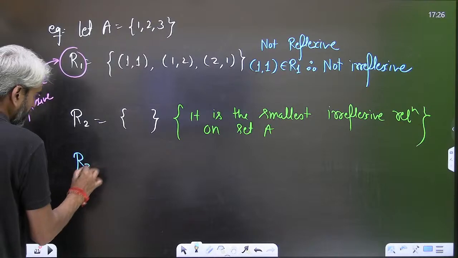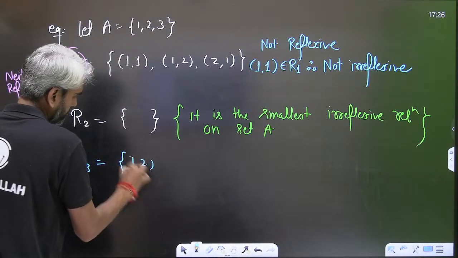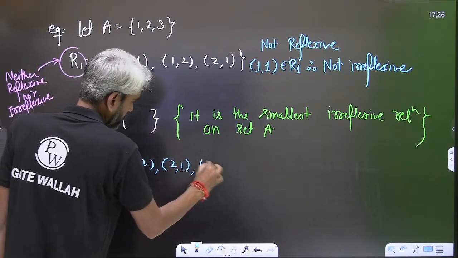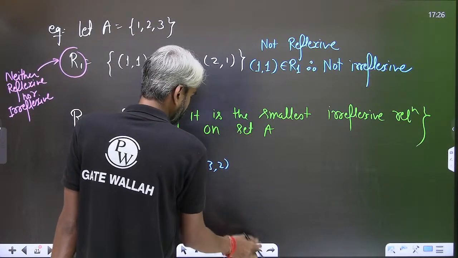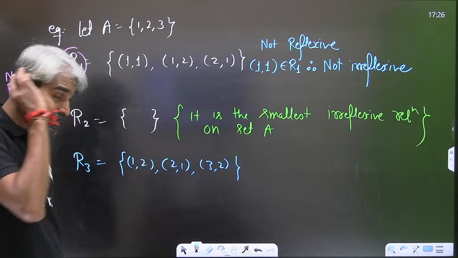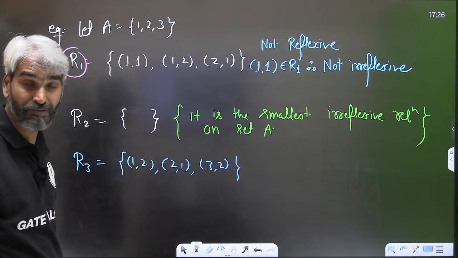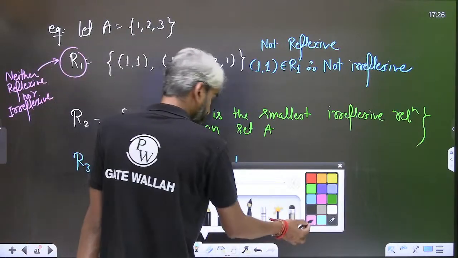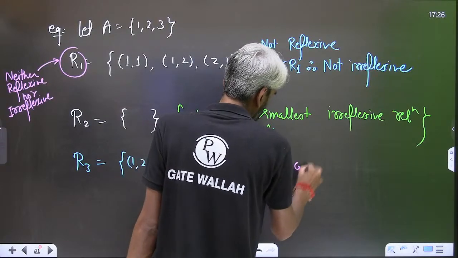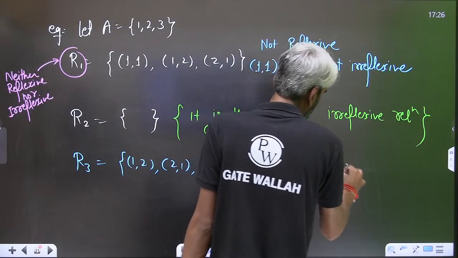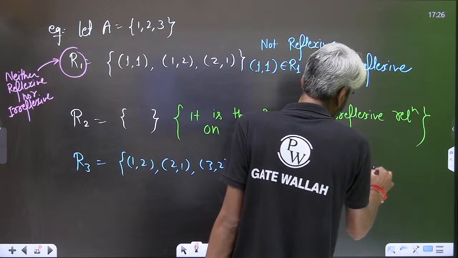Come on, sir, R3: (1,2), (2,1), (3,2). That's it, (3,2). Please tell me, is it irreflexive? Yes, sir. None of the diagonal ordered pairs is present in R3.